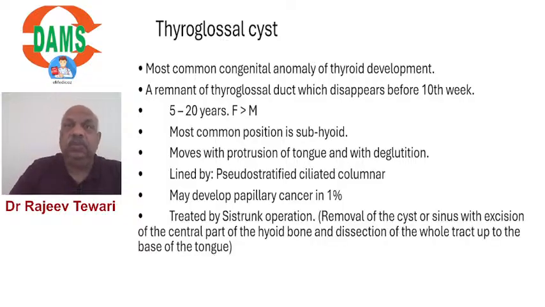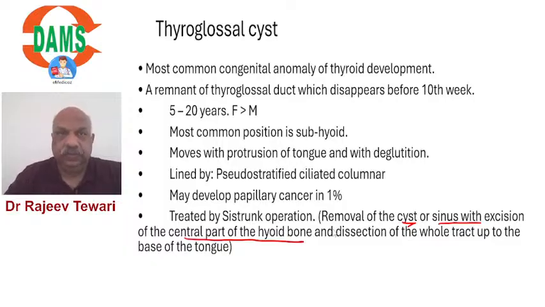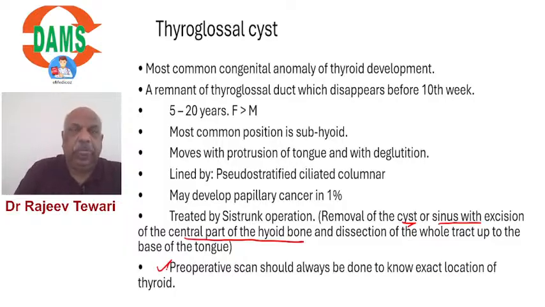In Sistrunk operation, you remove the cyst, the complete tract, and the body or central part of the hyoid. If I don't remove the complete tract, it will become a thyroglossal fistula. So thyroglossal fistula is always acquired, not congenital. Either rupture of the abscess or incomplete removal causes thyroglossal fistula. And whether it's thyroglossal fistula or cyst, both are treated by Sistrunk operation. This is very important, and this was a question in last year's NEET also.